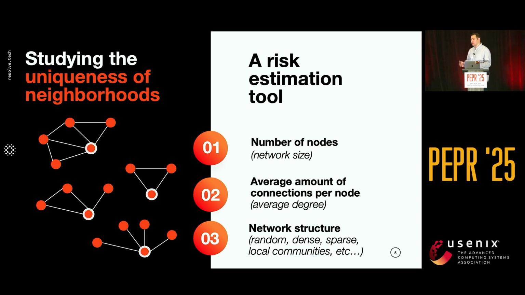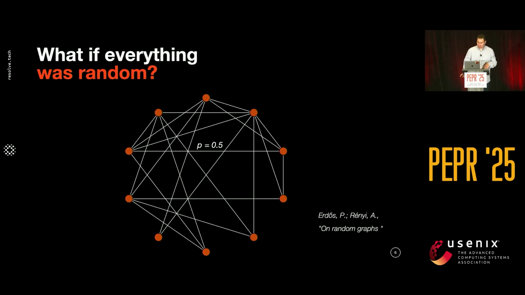And there are so-called graph models, which are statistical models with which you can generate graphs. So we can play with these models and generate data and see if, based on the structure and the size, something changes about the uniqueness of neighborhoods. So how many of these local unique neighborhoods there are.